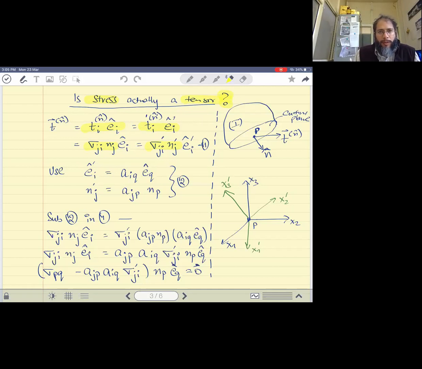Okay. So next, what we do is we use our vector transformation properties. We still cannot use the tensor transformation property because we don't even know if stress is a tensor. But we definitely know that our Ei prime is a vector. If it is a vector, then it transforms like a vector. So we can write it as AIQ EQ, where EQ are the unit vectors in the non-primed axes. Similarly, our normal is also a vector. So we can use the vector transformation rule to write Nj prime in terms of NP.